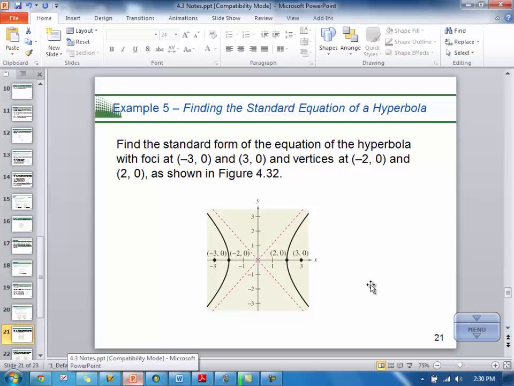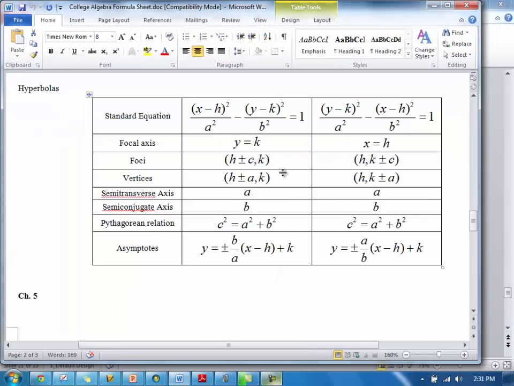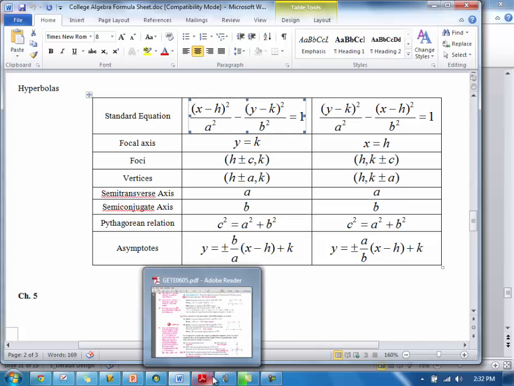So let's try an example then. Let's find the standard form of the equation of a hyperbola with foci and vertices at (-2, 0) and (2, 0). Let's go ahead and give that a try. So here's the information I have for hyperbolas. My focal axis, or transverse axis in this case, is horizontal, so I want to make sure I'm in this column where I have horizontal focal axis. So I'm using this equation right here. So let me copy that over.